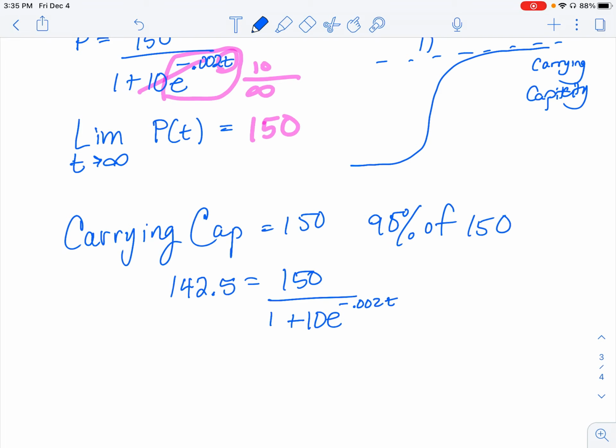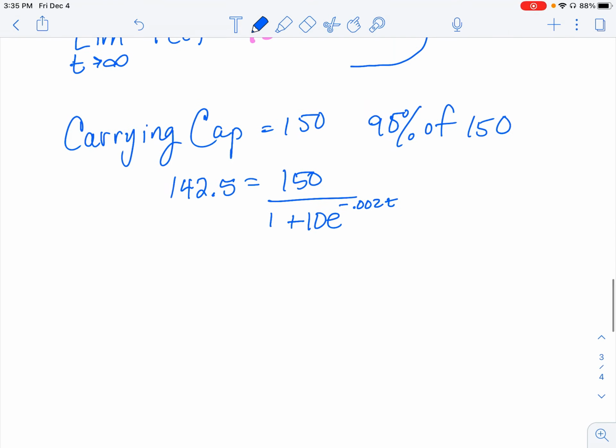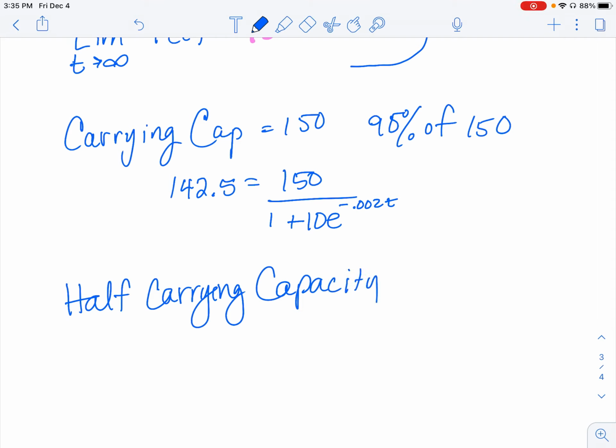Okay. At what time will the population be increasing the fastest? What is the best description? Well, increasing the fastest, all of you are okay when it's half the carrying capacity. And half of 150, we get 75. So 75 equals 150 over 1 plus 10 e to the negative 0.002 t.